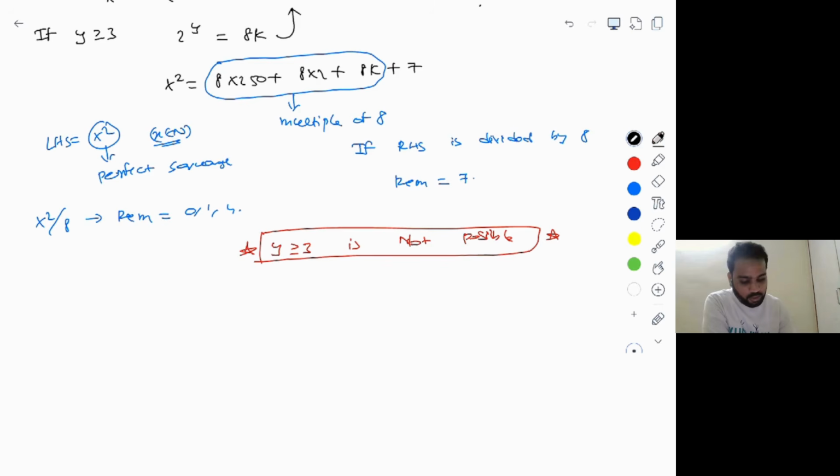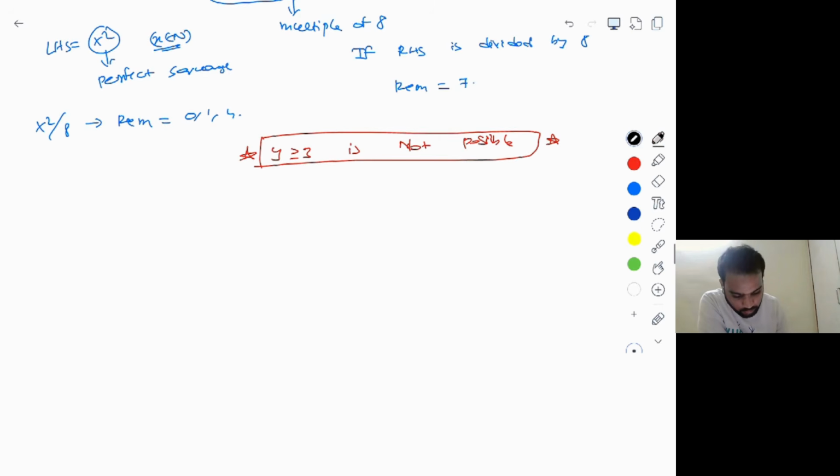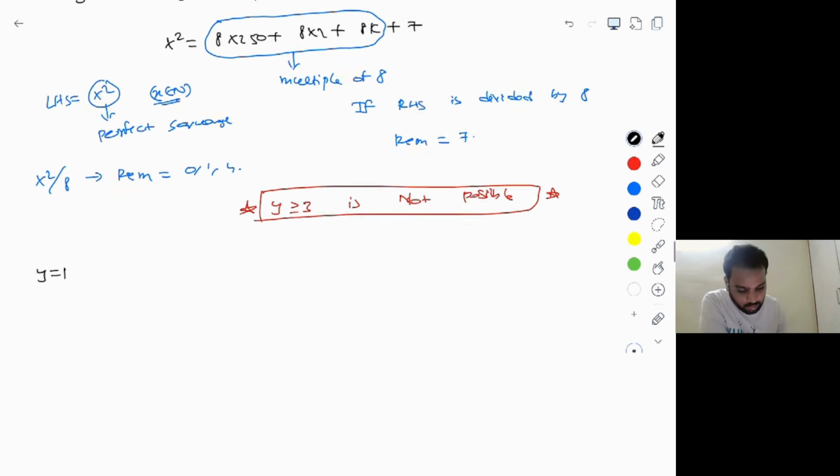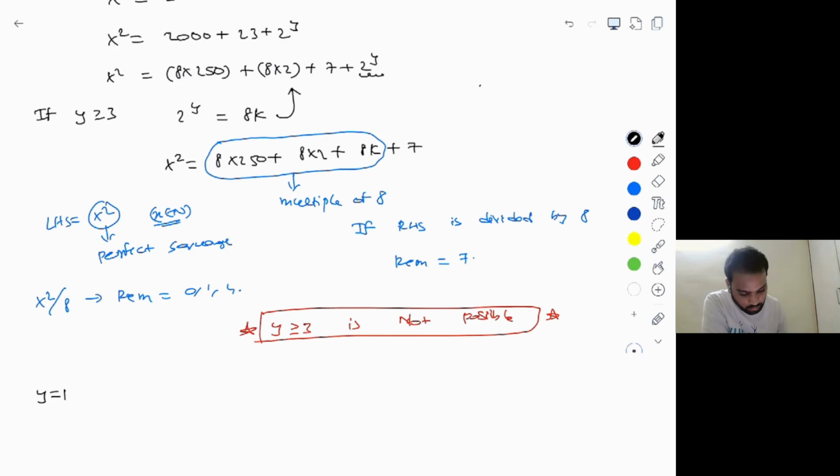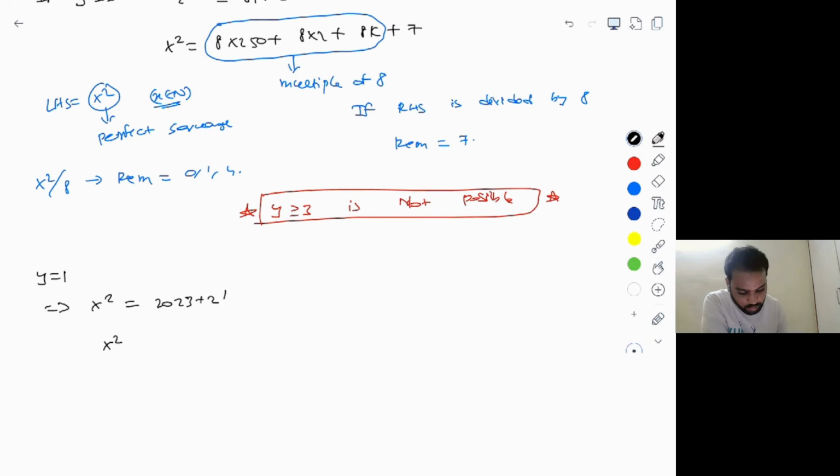So the only cases left to verify are y equal to 1 and 2. Let's check for y equal to 1. If y is equal to 1, then the equation is x square equal to 2023 plus 2 to the power of 1. So x square is equal to 2025, and this is nothing but the perfect square 45 square. So x is equal to 45 in this case.